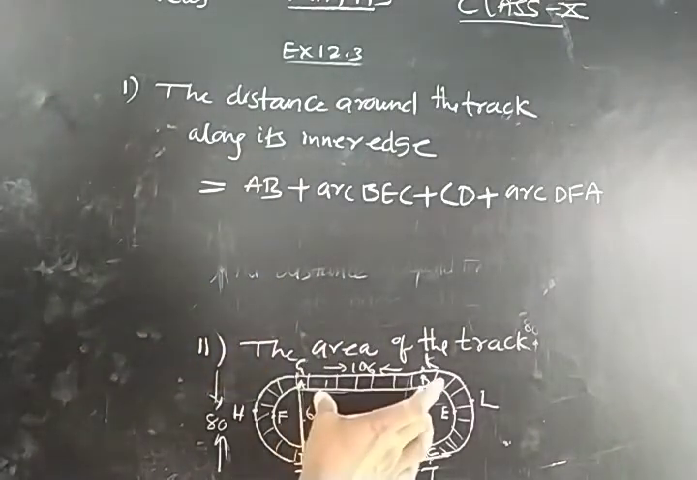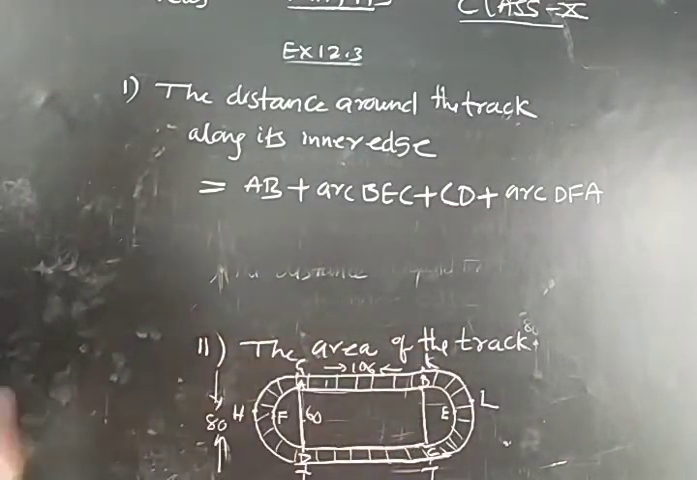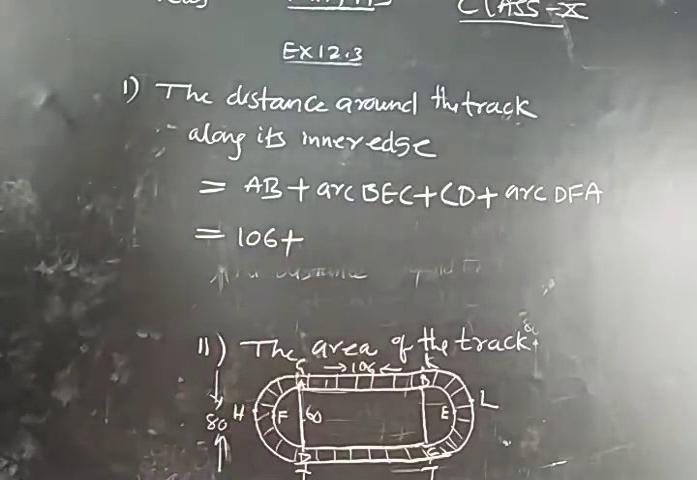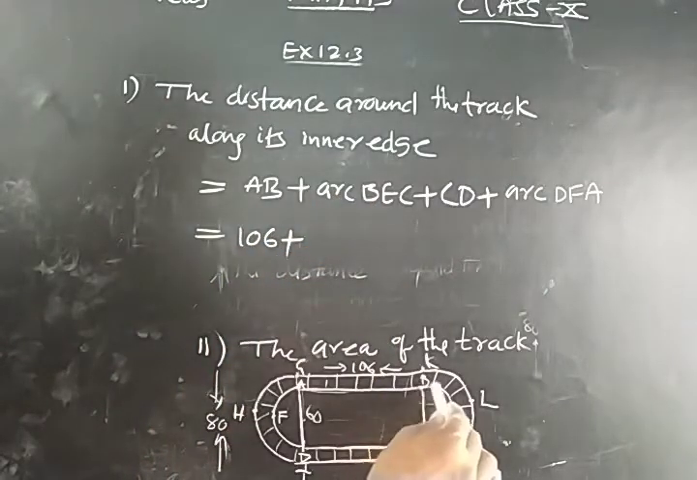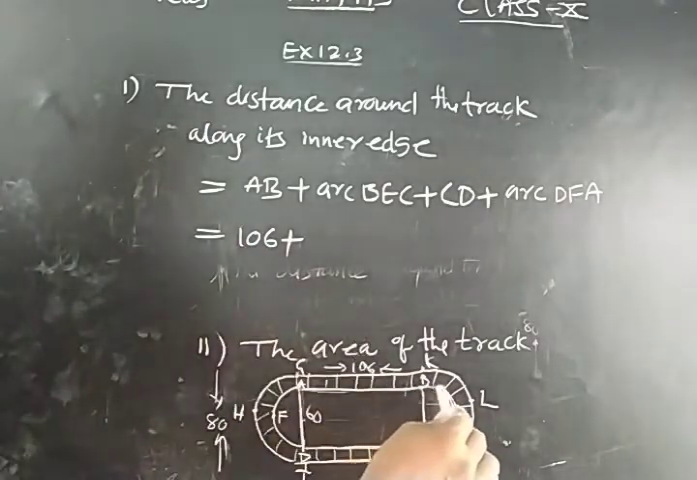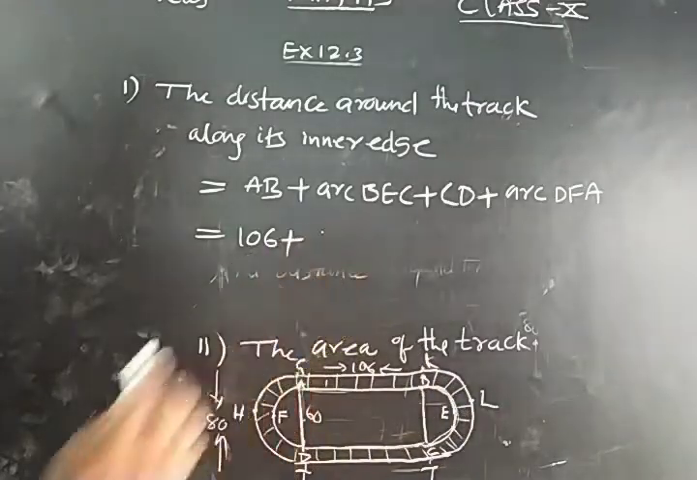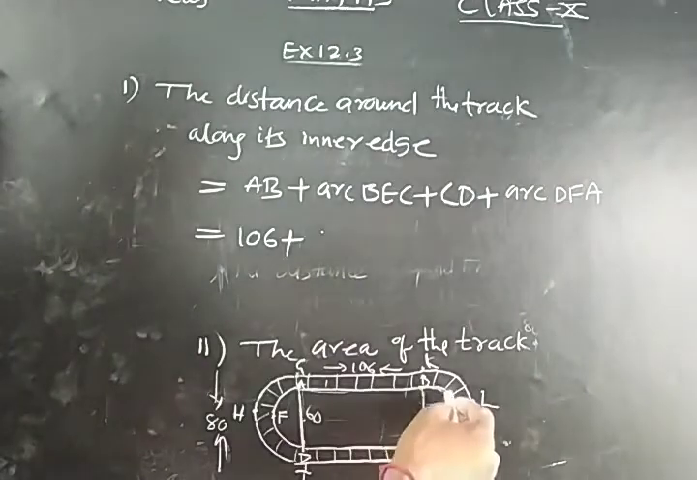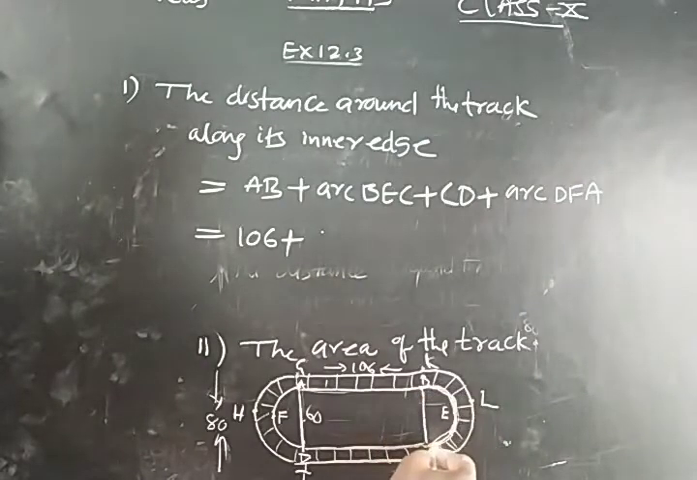Now I have to find AB. What is the length of AB? Each parallel line is 106 meters. It is given, so it is 106. Next, arc BEC. BEC means semicircle. How to find arc length in a circle? What is the formula? Arc length formula. How to find semicircle arc length?